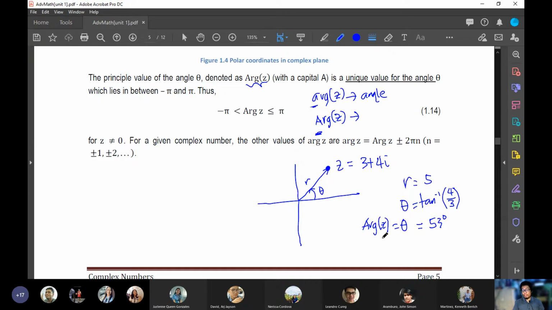But take note that if you actually add 53 degrees plus 360 degrees, that's 413 degrees, right? Is that correct? So we can also say that that angle is also equal to 413 degrees. But take note that this is not within the principal range. So we can simply refer to this as the argument of Z with a lowercase a, instead of using the uppercase A. Is that clear? There's a difference between these two notations.